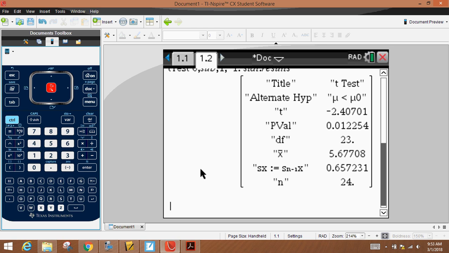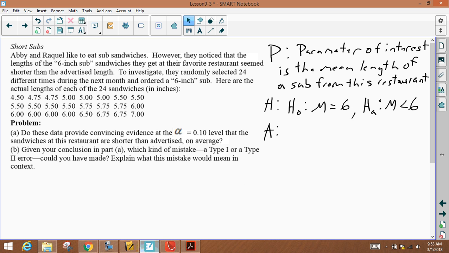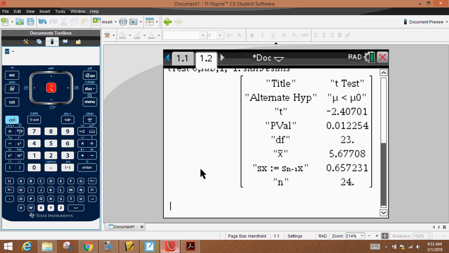In the problem, it is saying at the alpha level of 0.10. So let's go ahead and check assumptions. Let's go ahead and complete the problem. And I like to do the test first because, number one, it gives me a lot of data values. Number two, it makes me think about the problem while I'm writing the problem out. I already know the answer, so it's kind of easier to write it out.